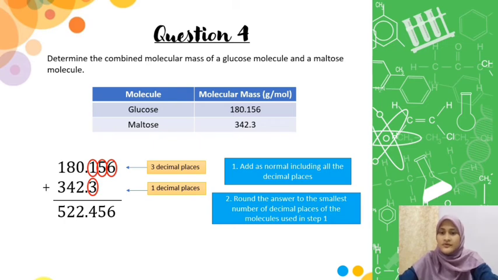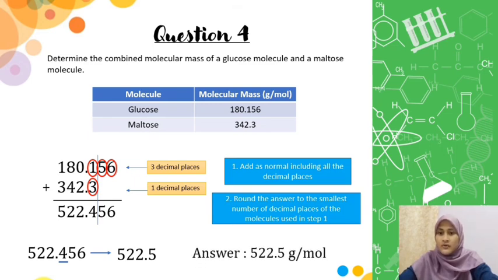So, we must choose the smallest number of decimal places. In this case, 342.3 has only 1 digit after the decimal. So, we need to round our answer to 1 decimal place. So, the answer is 522.5 gram per mole. We round up to 522.5 as the digit after 4 is 5, which needs to increase it by 1 if the next digit is 5 or more.